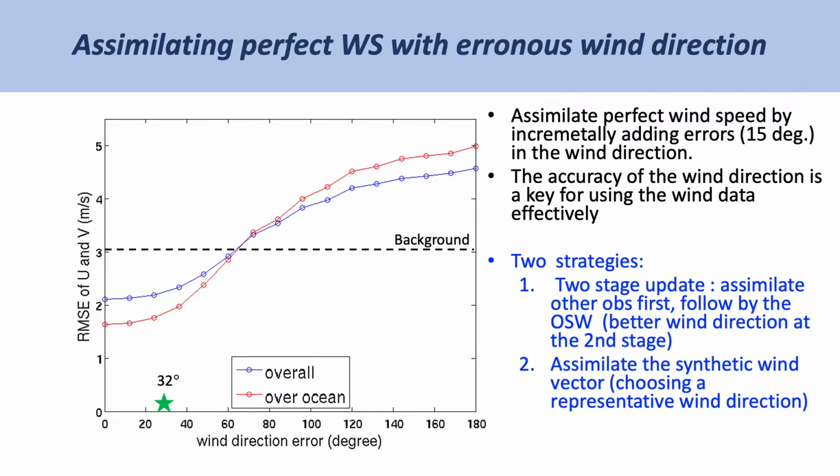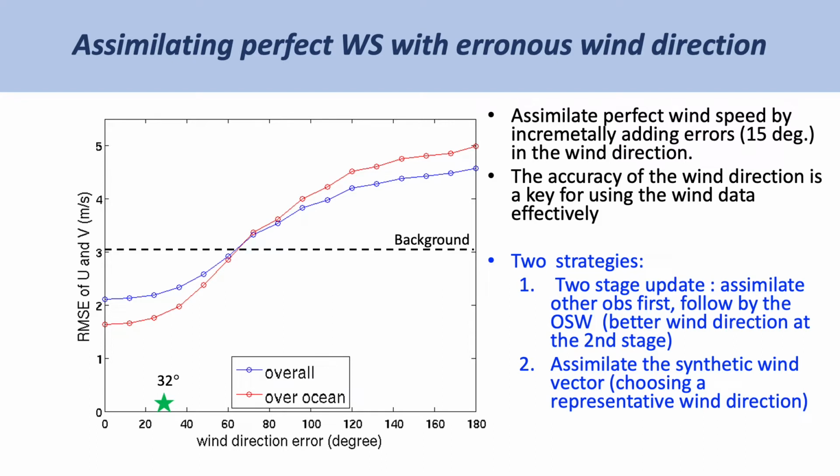And from this figure, we can see that it seems there's a turning point where the wind speed error becomes larger than the background error. That means the assimilation degrades the wind accuracy, or degrades the wind speed. On the other hand, this also shows that as long as the wind direction error is smaller than 60 degrees, the assimilation is still effective. So this result suggests that the accuracy of the wind direction is key for using the wind data effectively.